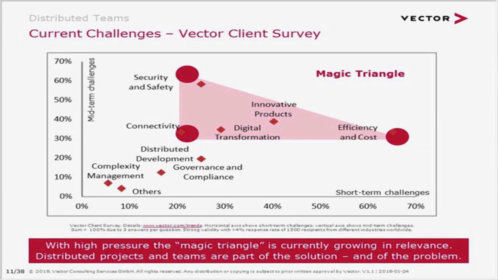If we go on the vertical scale, this is about what are the midterm challenges. And we see on one side, this is the middle of the picture, a lot of new innovative topics such as the digital transformation, connectivity, and not the least also an increasing amount of distribution. But at the same time, we also see that quality, specifically these days security and safety due to product liability, are the primary midterm challenge.